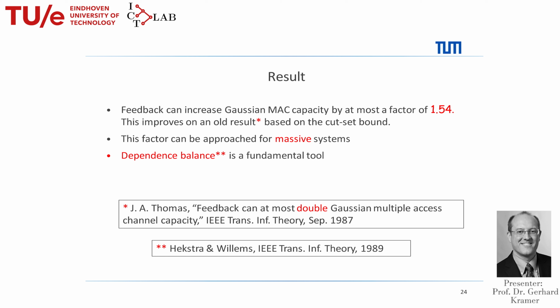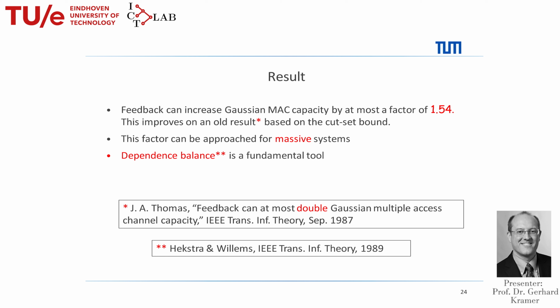This improves on an old result of Joy-Thomas, whose paper is titled "Feedback can at most double Gaussian multiple access channel capacity." And the reason you get this improvement is because of dependence balance. What Joy-Thomas used was the cut set bound, which permits any correlation. The reason you get from 2 to 1.54 is because dependence balance shows that you can't get all correlations. Not only that, this factor is tight. You can show you can achieve it for massive systems.